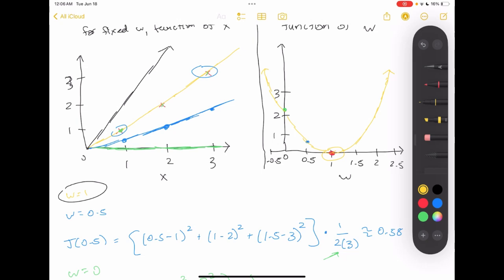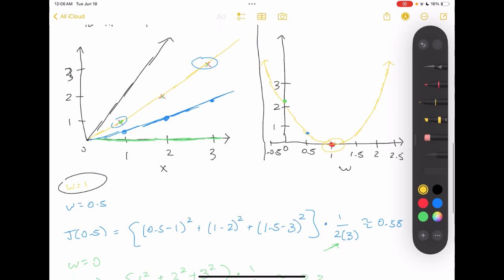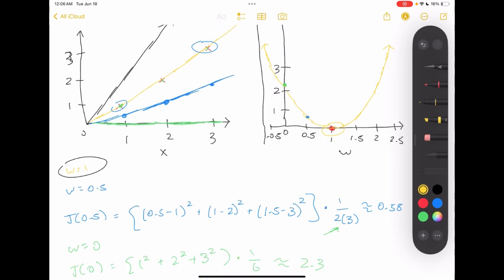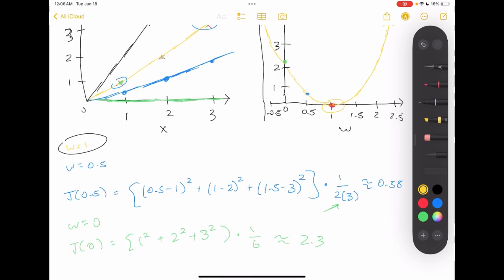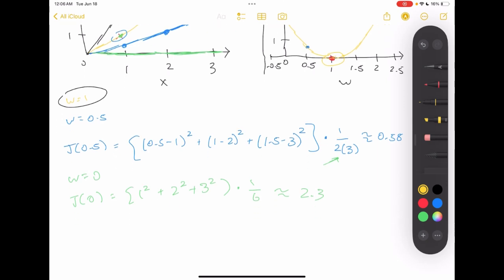But we really want to see how we can minimize this cost function. We just talked about plugging in values of w and seeing which value of w gives the minimum cost, but there's an algorithm to do this. So in the next video, we'll talk about gradient descent, which is used to find this point right here that minimizes the cost function.